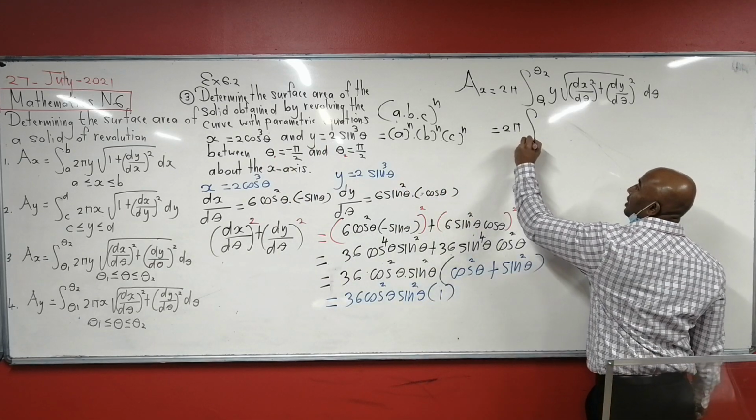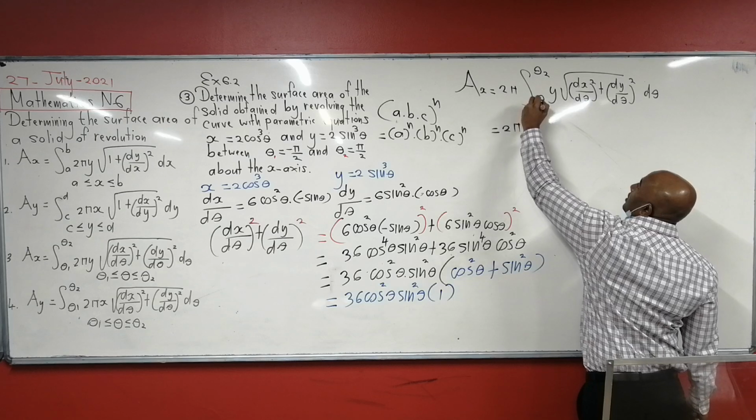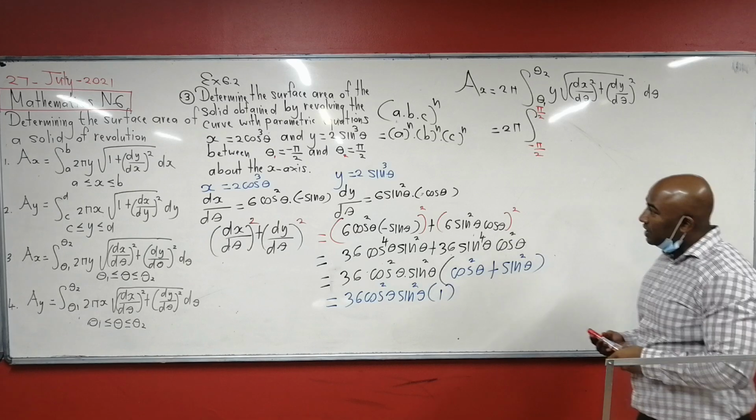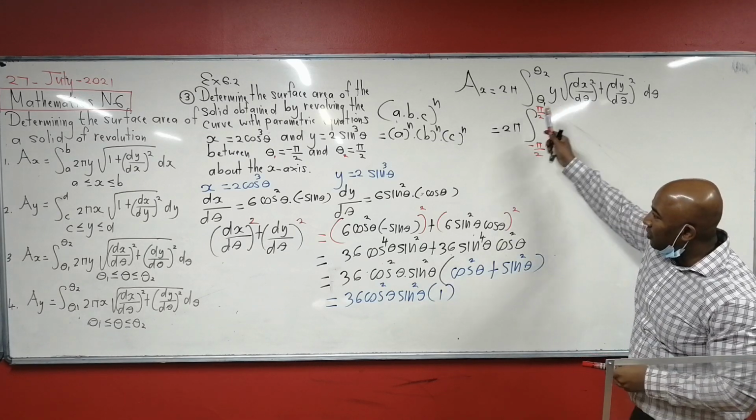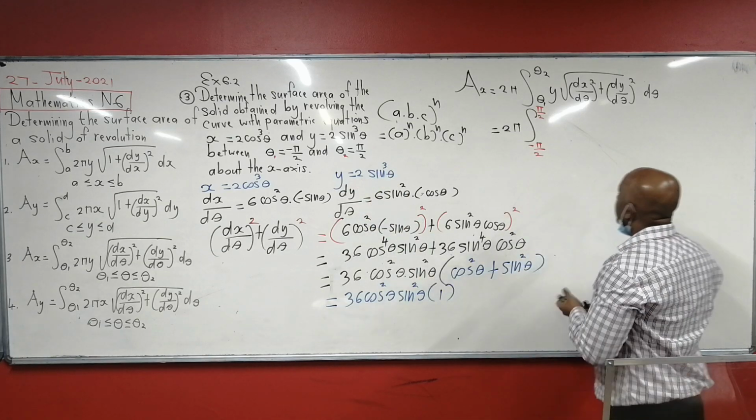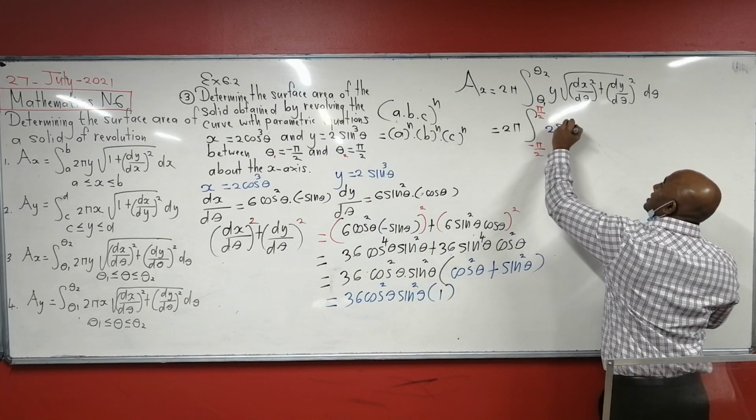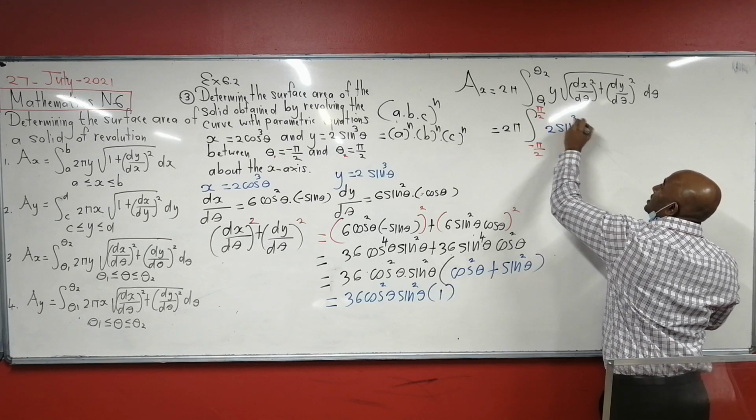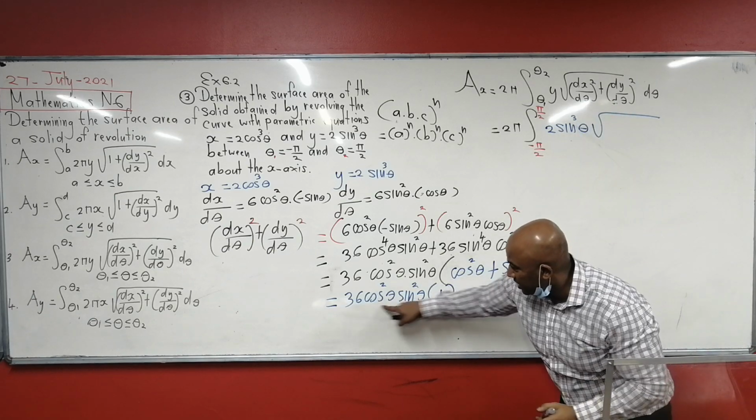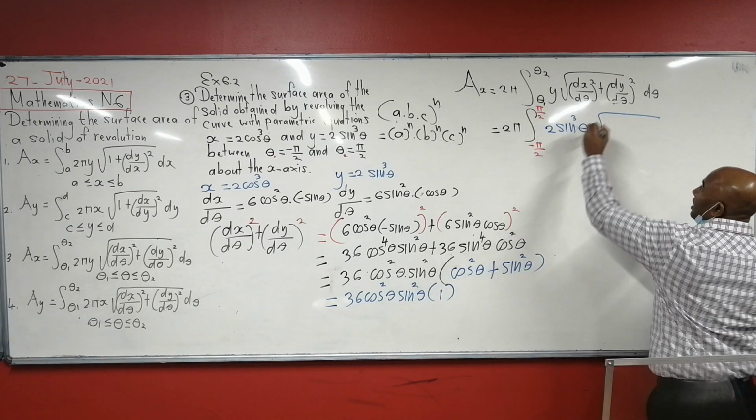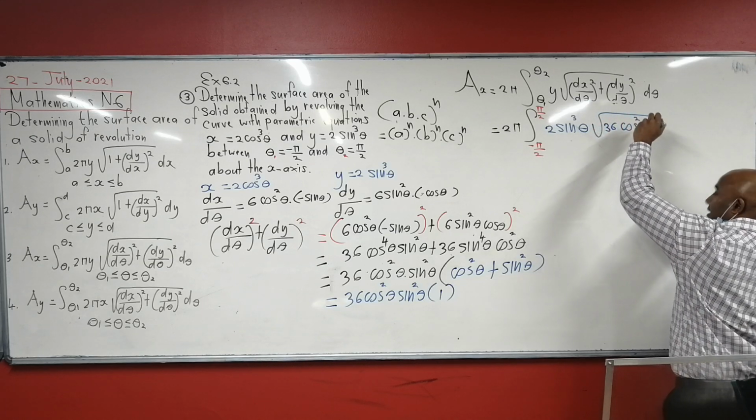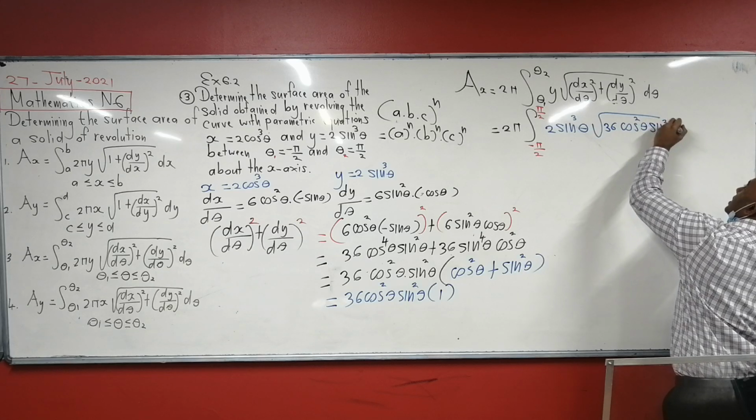So we're going from the negative at the bottom to the positive at the top. What is y? That's a y. So we'll go to y. Y is equal to 2 sine to the power 3 theta times the square root of this we worked out here now. Can you see that? Which is 36 cos squared theta sine squared theta.